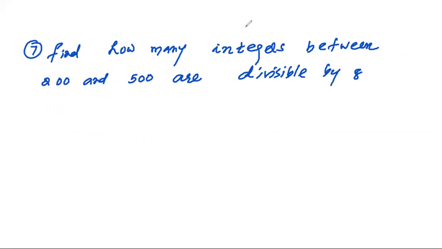Now we are moving to question number 7. How many integers between 200 and 500 are divisible by 8? This is also a board level question. Listen, we know that the starting number is 200 and the ending number is 500. We need to find the numbers between 200 and 500 which are divisible by 8.